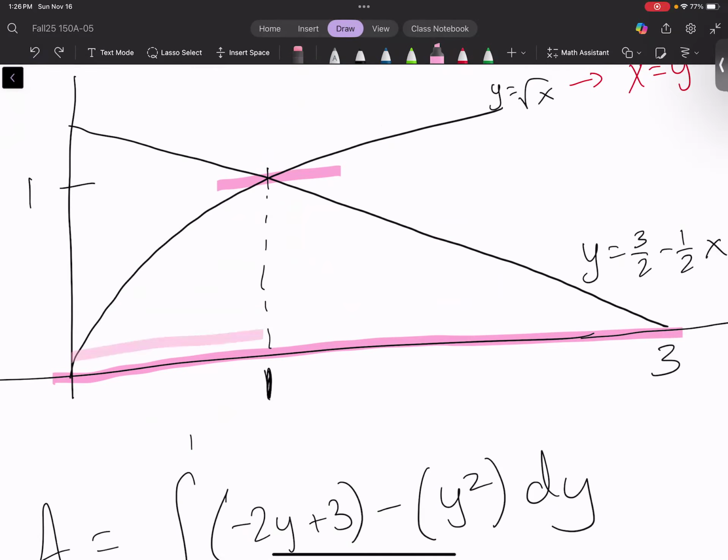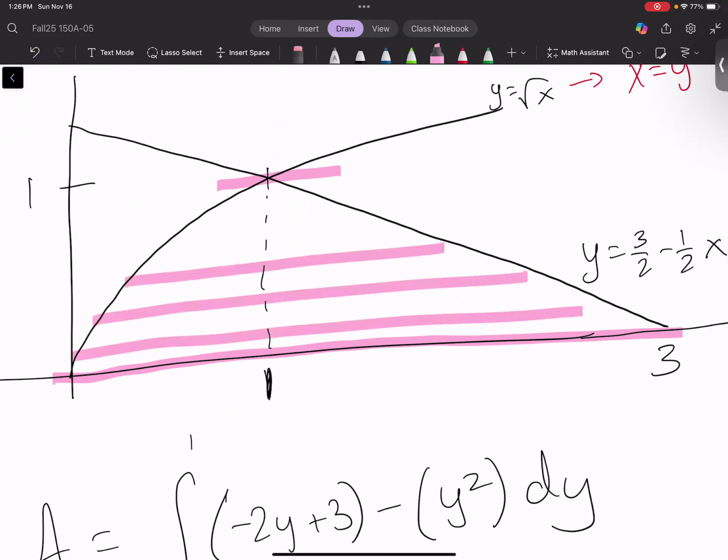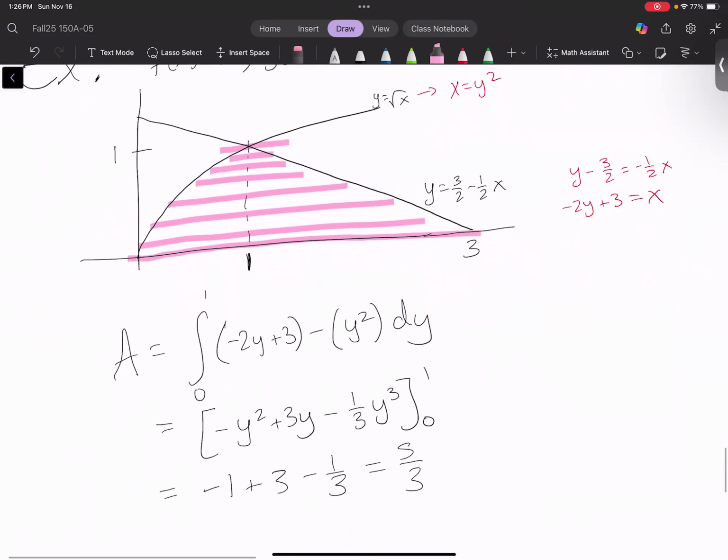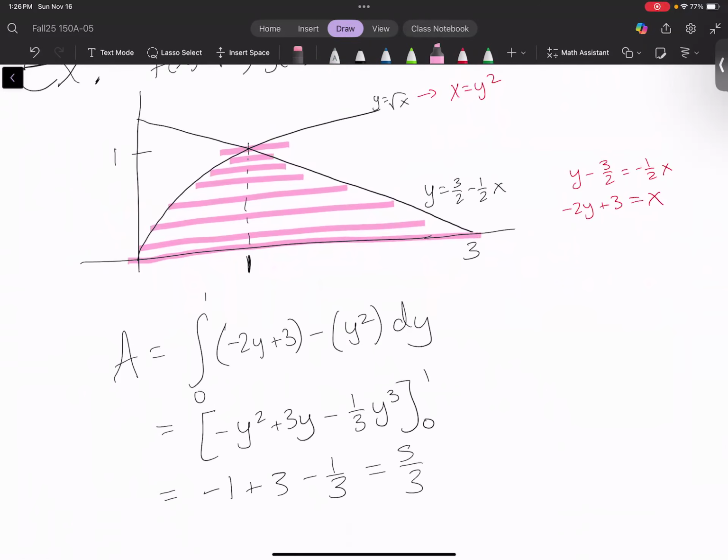So now let's try horizontal strips. And now since the right and left functions don't change at all, I only have to do one integral. Okay. I do have to reframe everything in terms of y, right? But that didn't take that long, right? In general, doing fewer integrals is easier and you're less likely to make mistakes.